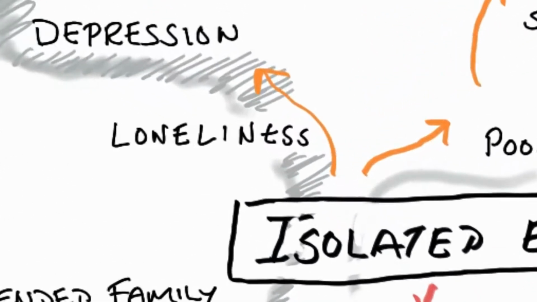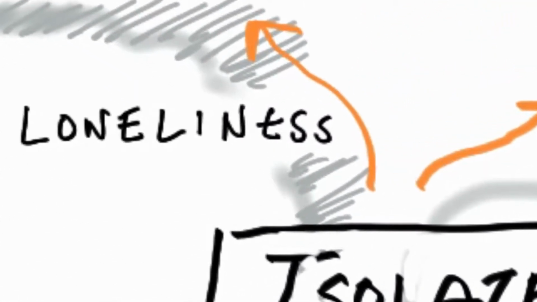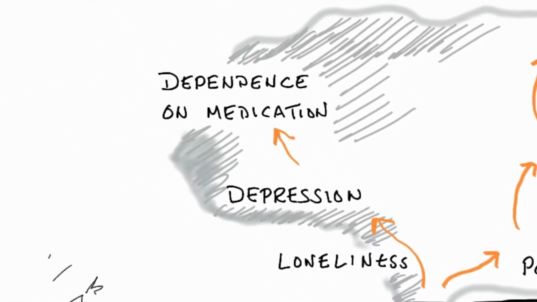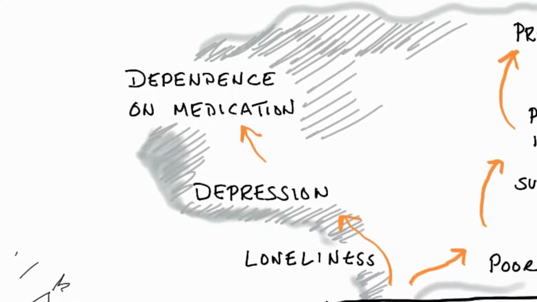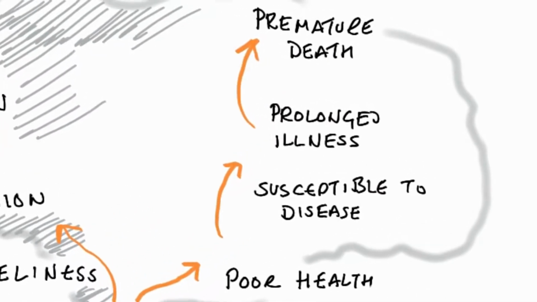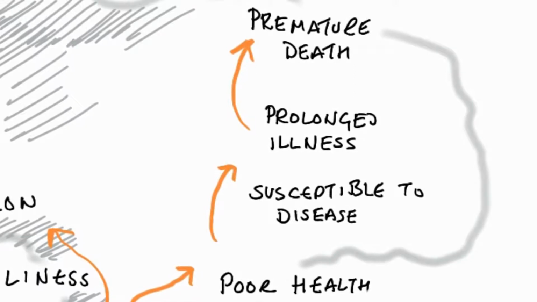One obvious symptom of the elderly being isolated is loneliness, which can lead to depression and maybe even dependence on medication. Lack of care for the elderly can lead to poor health, which means more susceptibility to disease, which can lead to prolonged illness and maybe even premature death.